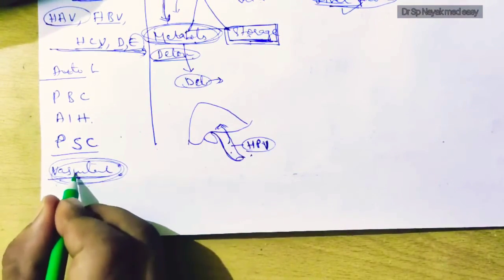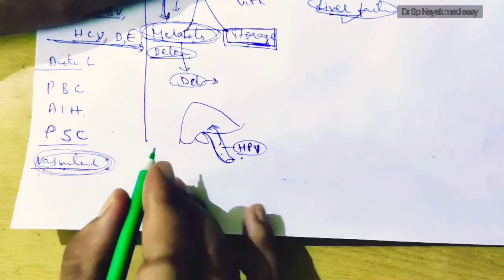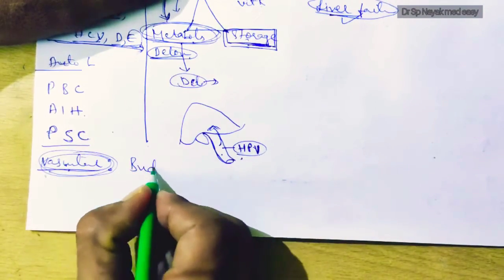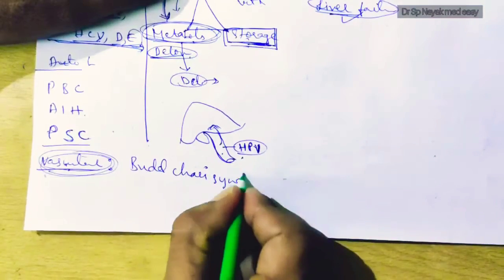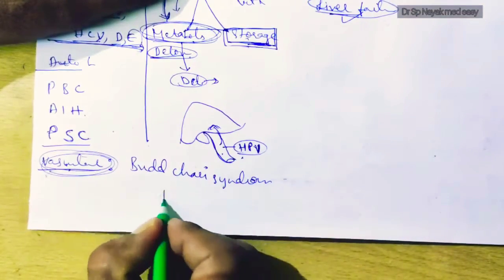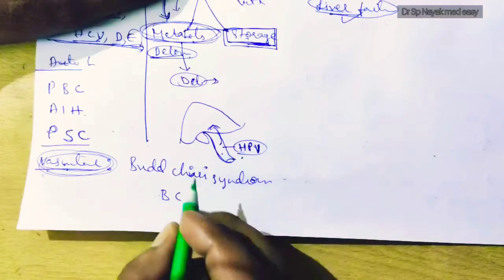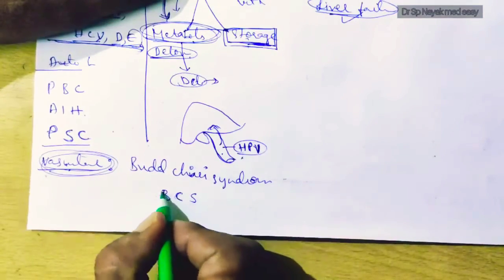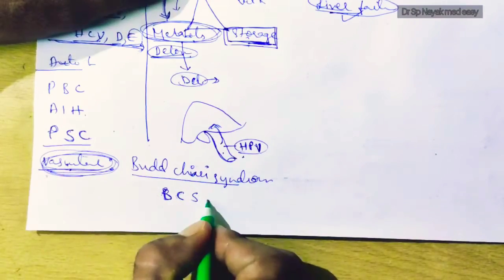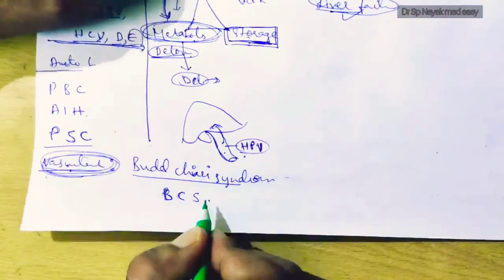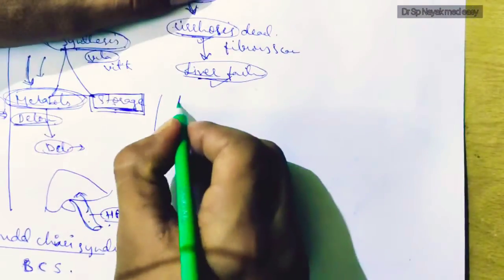Among these vascular abnormalities, there is a very important syndrome called Budd-Chiari syndrome, also called BCS. Budd-Chiari syndrome is one of the syndromes associated with vascular disease. This syndrome is another cause of hepatitis. So this is one cause, and we have some metabolic causes.